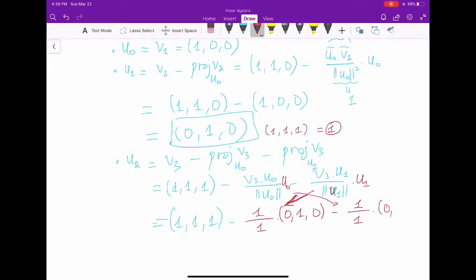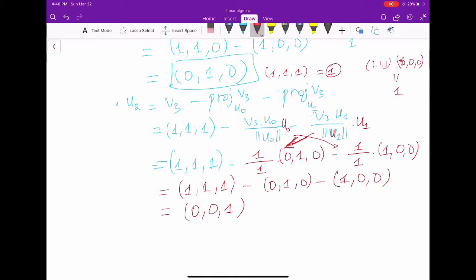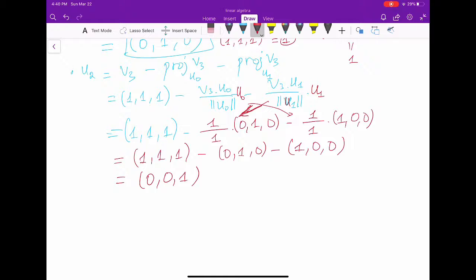Okay, for this term I would calculate 1, 1, 1 with 1, 0, 0. That's also 1, right? So this is also 1, and then the norm is also 1. I get in here 1, 0, 0. You see? So finally I get 1, 1, 1 minus 0, 1, 0 minus 1, 0, 0, which is 0, 0, 1. So you already have 3 orthonormal basis vectors, because they are just 1, 0, 0, 0, 1, 0, and 0, 0, 1.